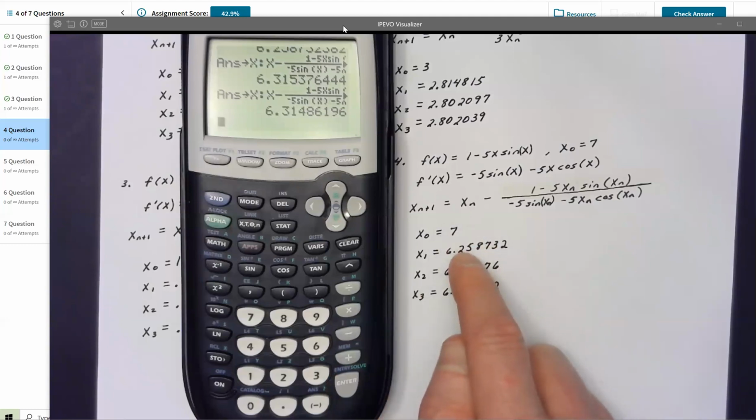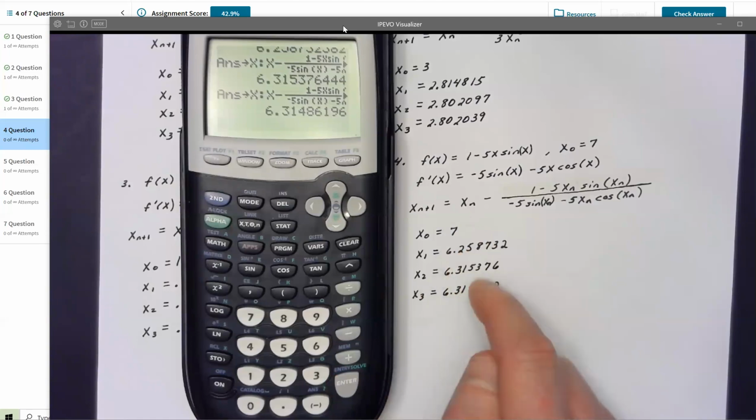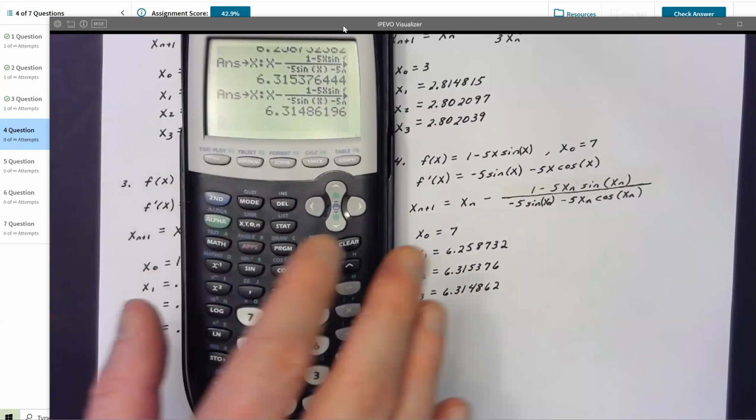The first time it changed 0.75. The second time it's changing about 0.06. Now notice it's changing less than 0.01, and it's changing about 0.0005 units from here to here. So it's converging on a root pretty quickly.